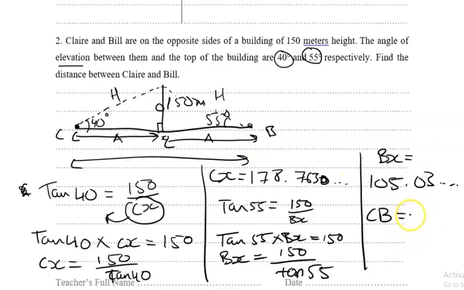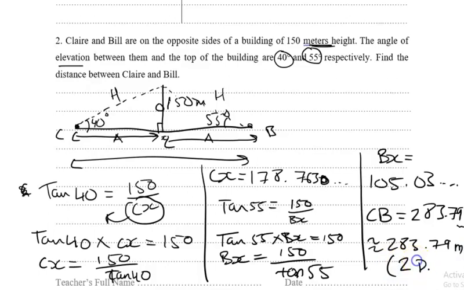So you add up the two numbers, and we get 283.7941696. We're going to round it to two decimal places, and that gives us 283.79, and this is in meters. So we put m here. This is rounded to two decimal places.